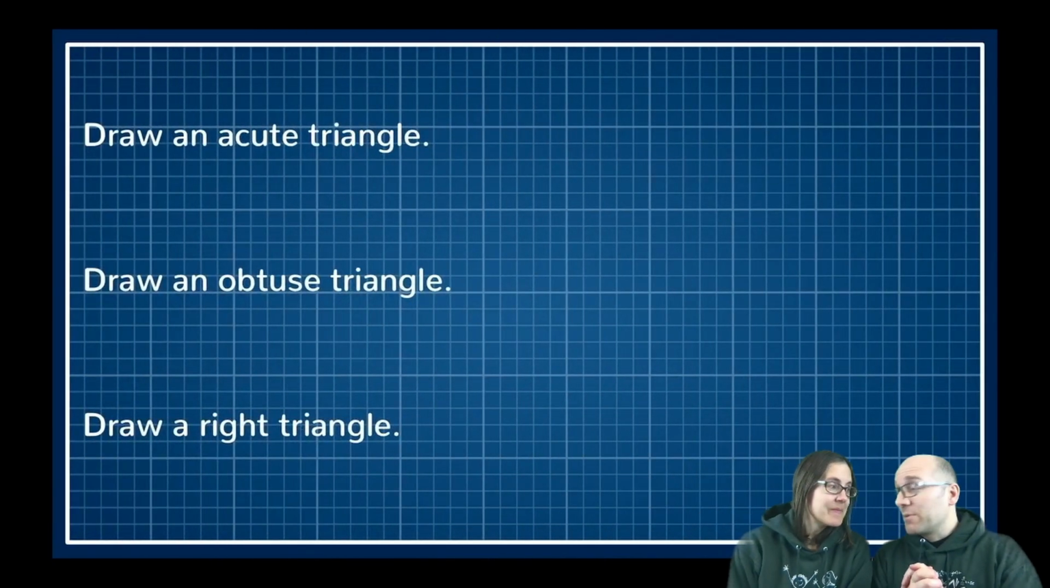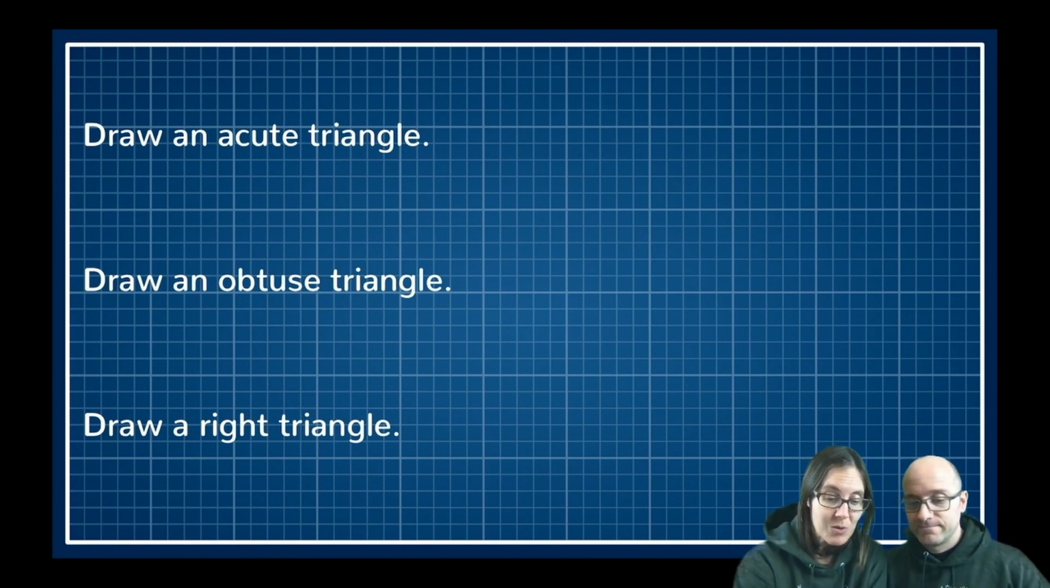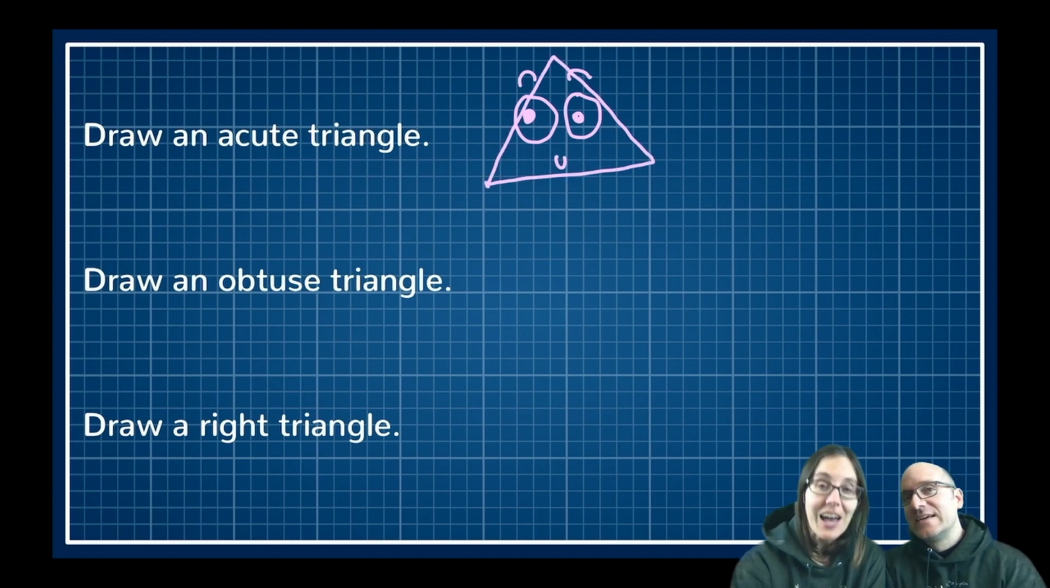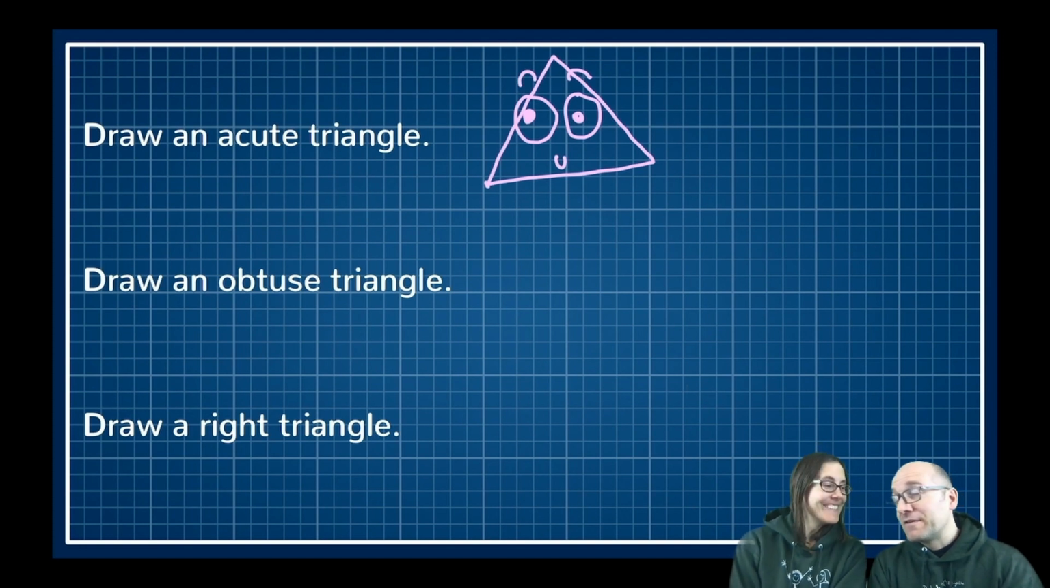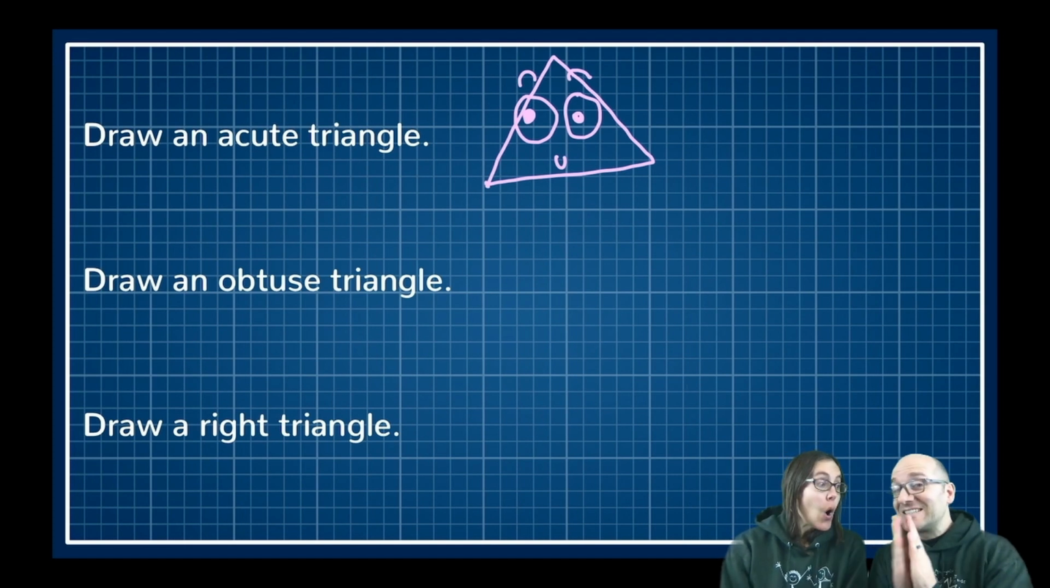So first of all, Science Mom, can you draw an acute triangle? Yes, an acute triangle is going to be one that has large eyes and funny eyebrows and a little smile. Look at that. It is a cute triangle. That is a very cute triangle, but an acute triangle is different.